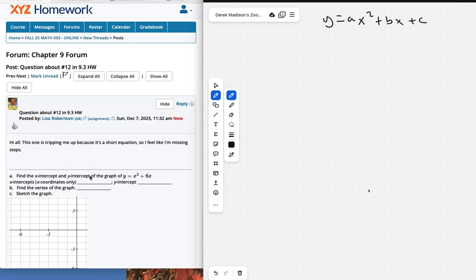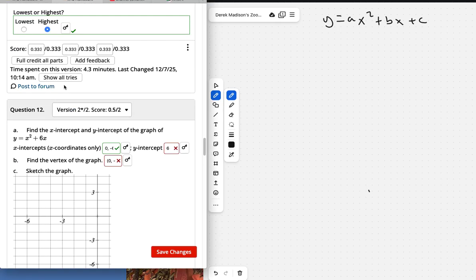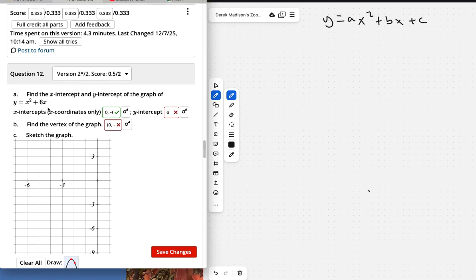Hey Lisa, so I think by short equation you mean because it's missing a term here. And so our standard form for a quadratic or a parabola is ax squared plus bx plus c. And so in this case, the c would be 0, which won't matter when we're finding the vertex, but I think the next question after this one, it's missing b, which I bet is also messing up in terms of finding the vertex. So let's take a look at this on the homework itself.